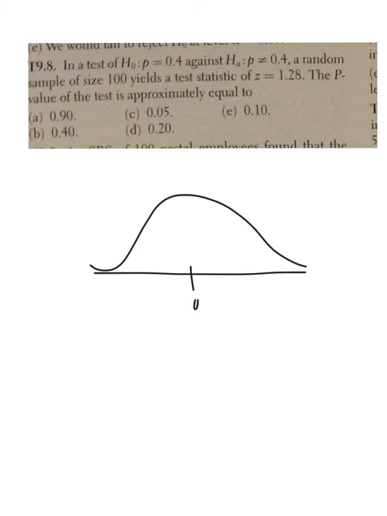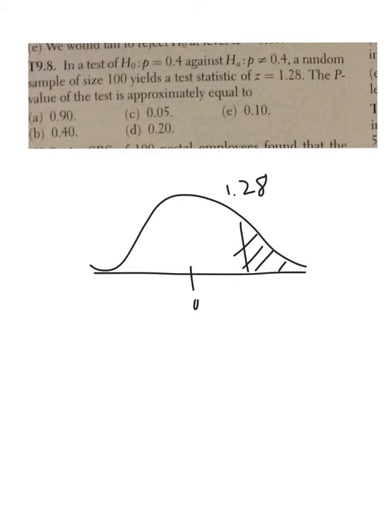Number 8, we have a null hypothesis of 0.4 against not equal to 0.4. Okay, so this is a 2-tailed test. Sample size 100. The test statistic comes out to 1.28. What is the p-value? So remember that 1.28 tells us we are 1.28 standard deviations above the middle, which is 0. Now what we want to do is figure out what is that area.